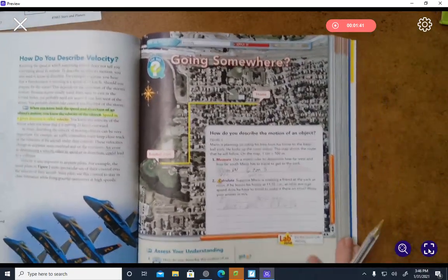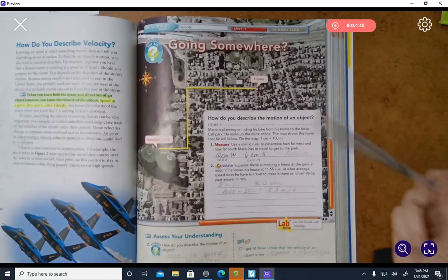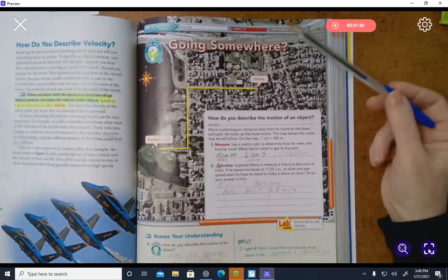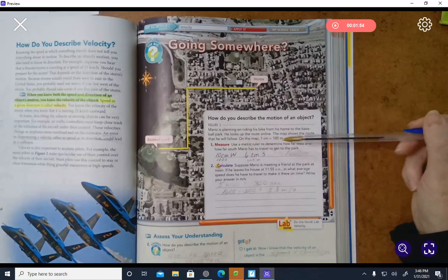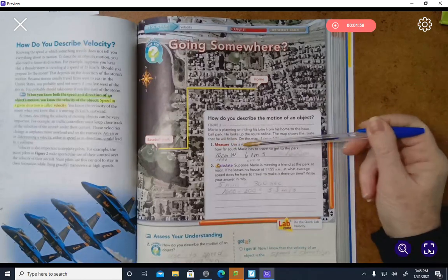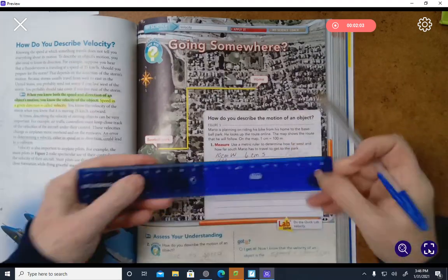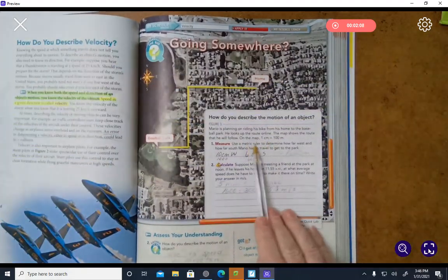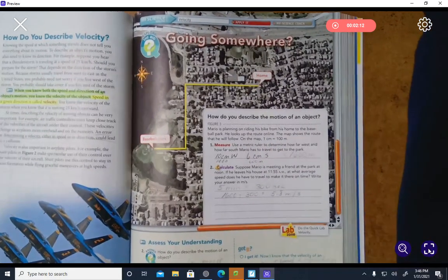In calculating velocity, this part here was a little confusing. I took my ruler, and after I read the word problem, the question asked me to use a metric ruler to determine how far west and how far south he has to travel. So the question wasn't clear to me about whether they wanted me to write the answer in centimeters or meters. They gave me the conversion here, but just to be safe, I did both.